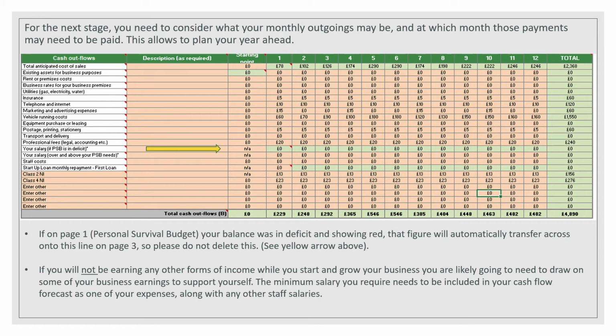For the next stage, you need to consider what your monthly outgoings may be and at which month those payments may need to be paid. This allows you to plan your year ahead. So let's take a look at the type of outgoings you may need to consider for the business.